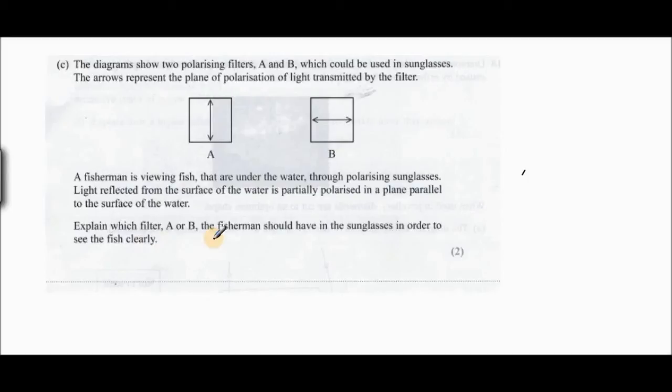So the light reflected from the surface is horizontally polarized. Remember, horizontally polarized from the surface. So in order to stop this surface reflected light, the fisherman should use the filter A. The horizontally polarized light would be stopped by this filter, and the light coming from under the water can pass through this filter A. So the fisherman should use filter A.